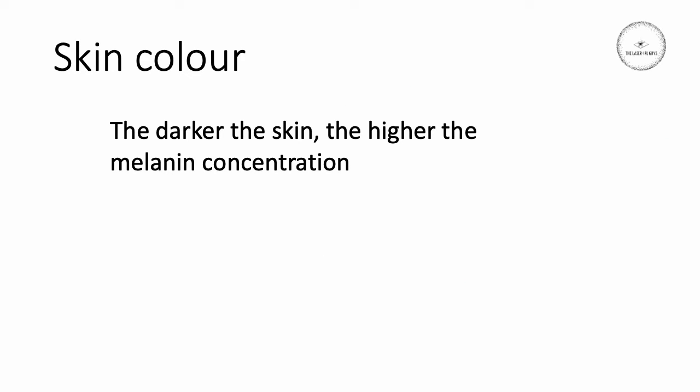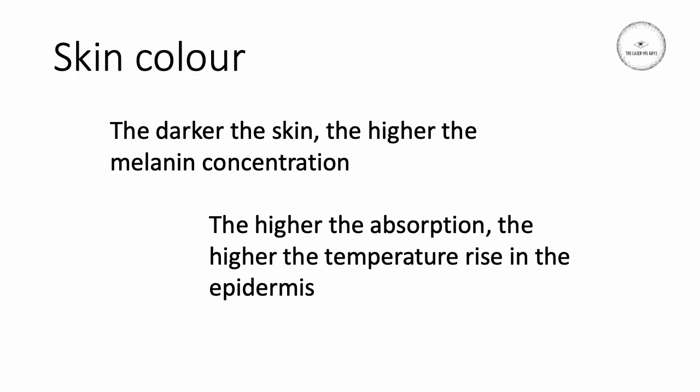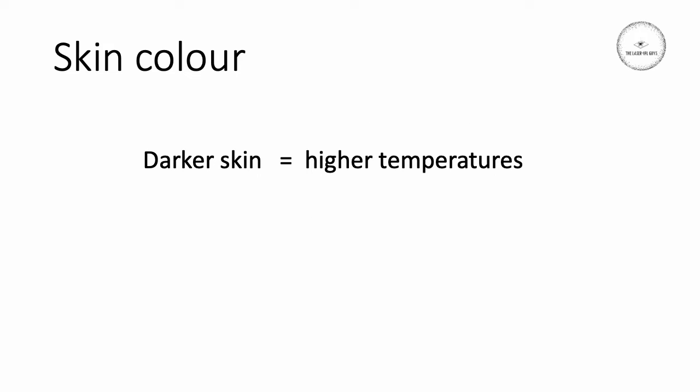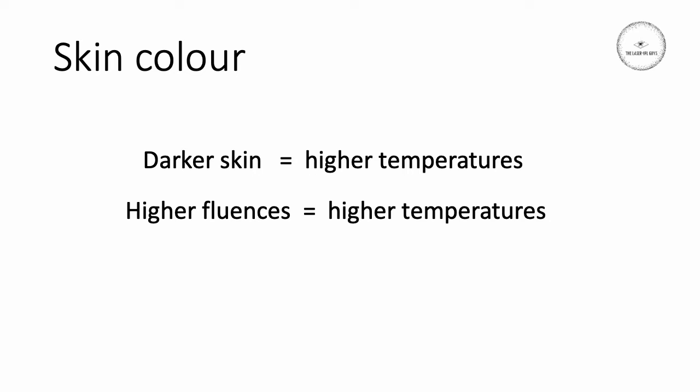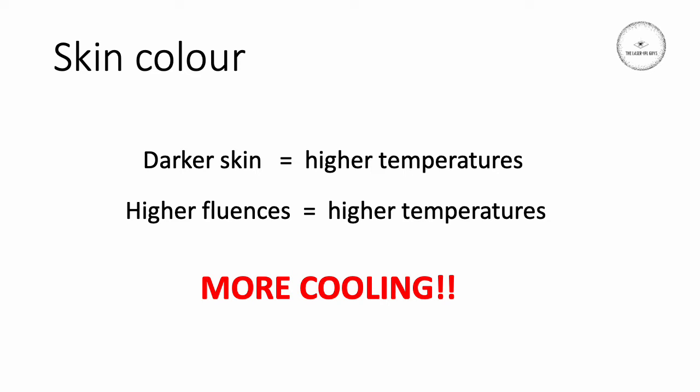So dark skins have higher concentrations of melanin, and that leads to higher absorption, which leads to higher temperature rises in the epidermis. Dark skin, high temperatures; higher fluences also lead to high temperatures. So if you're increasing the fluence on a darker skin, then you'll get more of a temperature rise there and potentially more pain. So this means we need to apply more cooling when you're looking at darker skins and/or higher fluences, because both of these will result in higher temperatures in the epidermis.